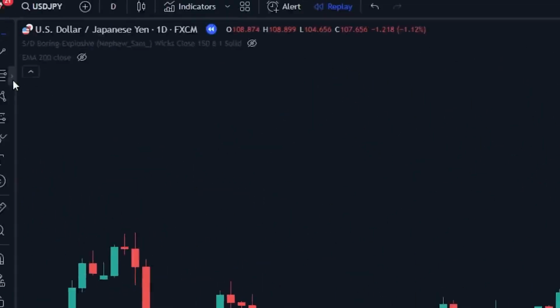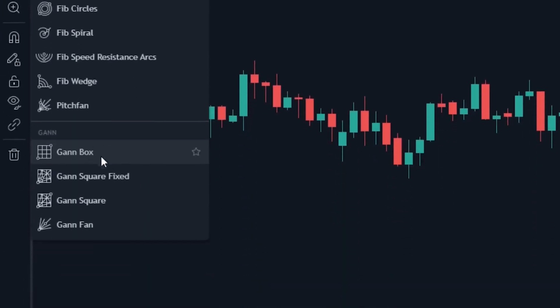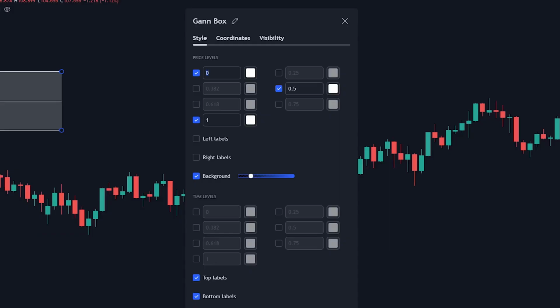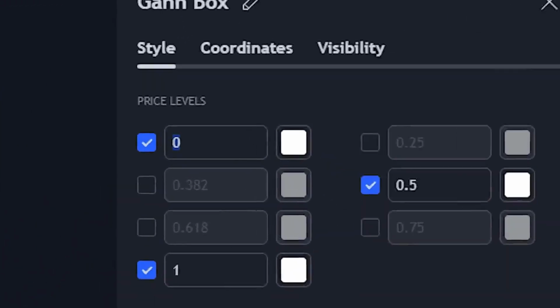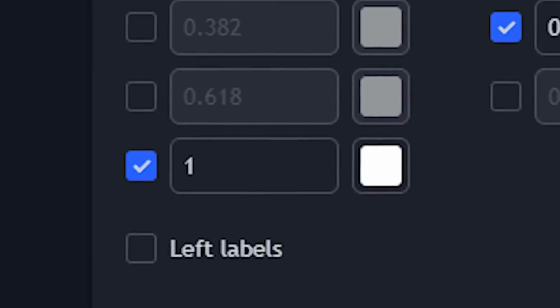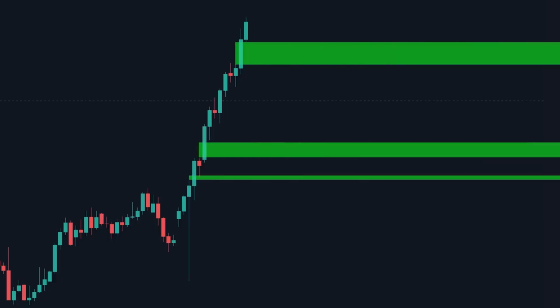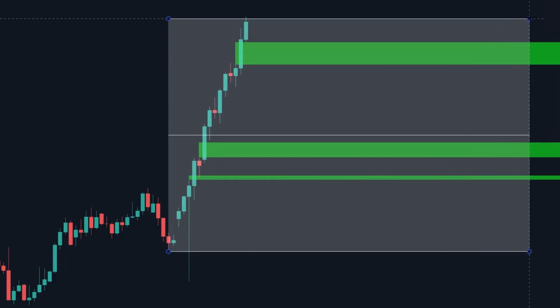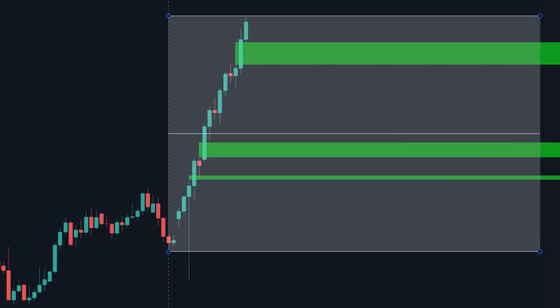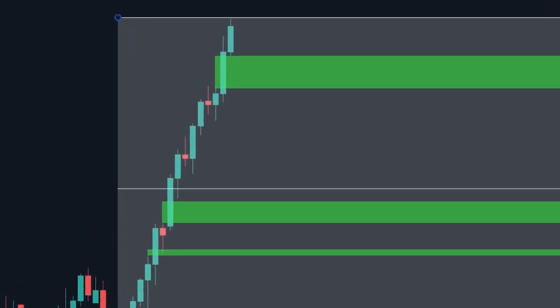Open TradingView. Select the GAN box tool shown here. Go to its settings. Ensure price levels include 0, 0.5, 1. This gives you an output looking like the following. With multiple gaps on a chart, use this tool to draw from the move's bottom to its top for gap selection. This helps decide which gaps are worth trading effectively.